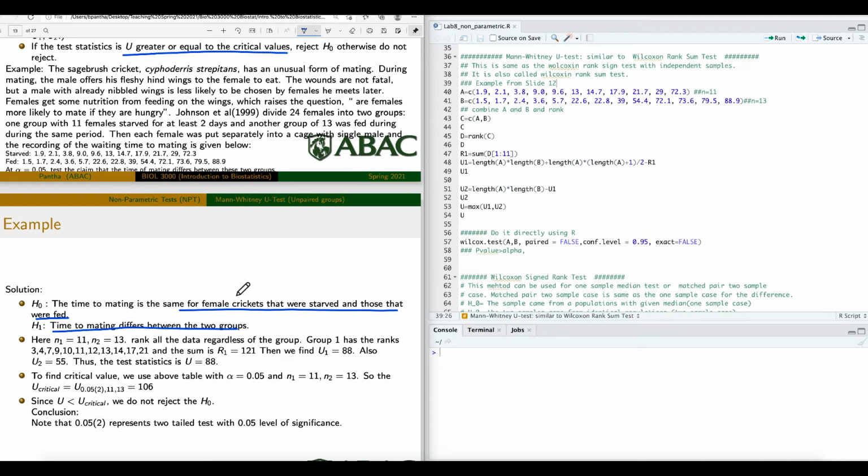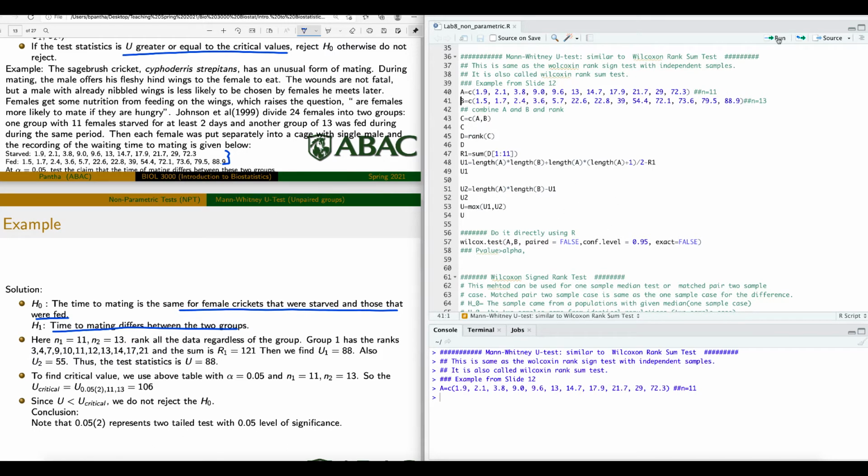We need to mix these two samples together and then rank them, and then add the ranks in the first group and add the ranks in the second group. Look at this. So this is A, the starved one. This is B, the fed one. Now what I'm doing here on line 43 is C equals c(A, B), meaning it will combine this with that one.